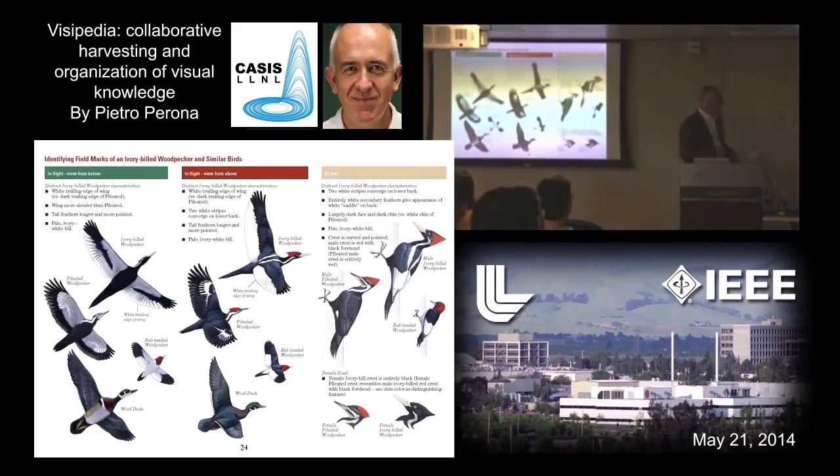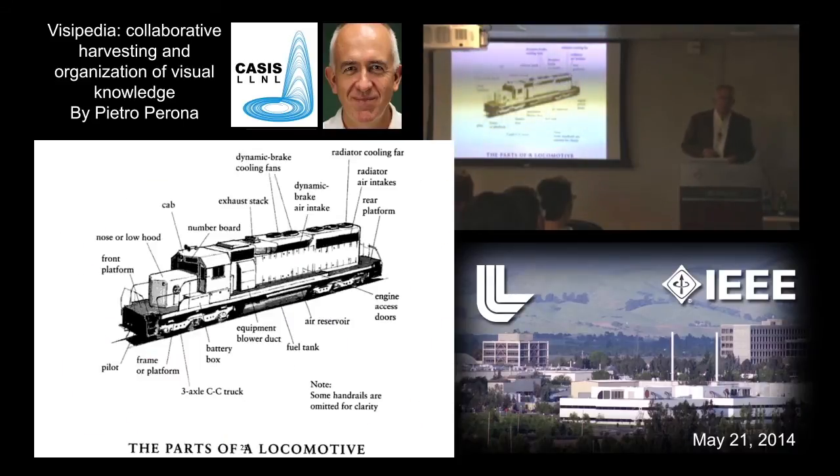And so the world is awash with useful bits of visual information. This is from the park rangers in Florida, in Louisiana, to help people identify the ivory-billed woodpecker and distinguish it from different species that look similar. This is from a manual on locomotive engines. And so if you think of it, the world is full of niches of visual expertise where people know an enormous amount, and we need to get all of that out and into computers.